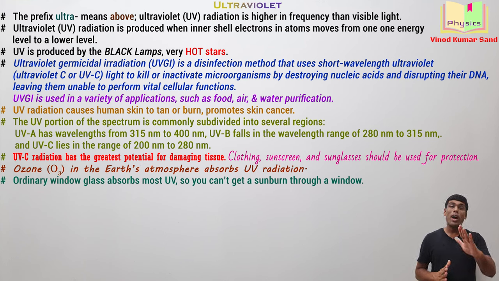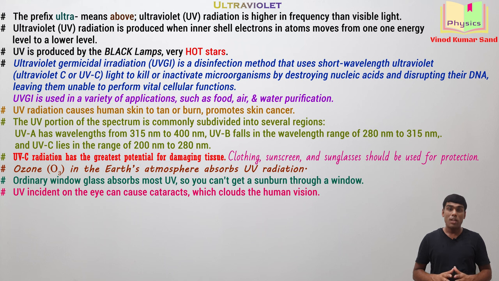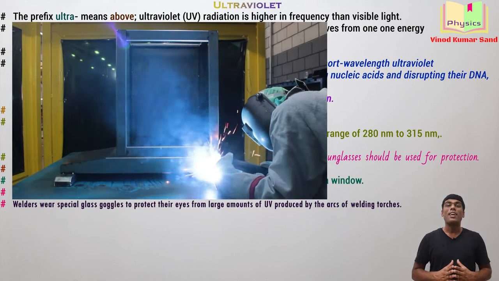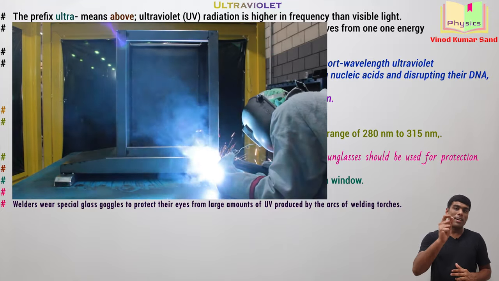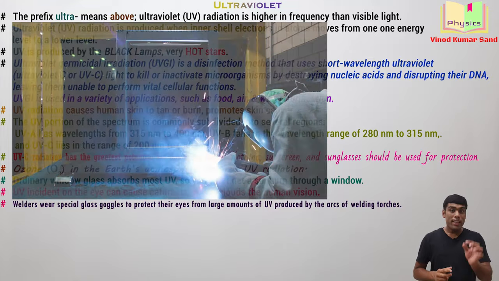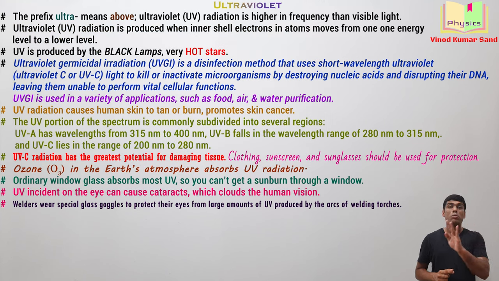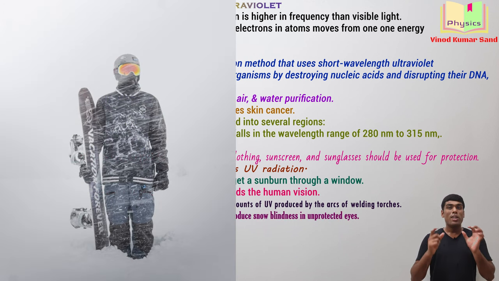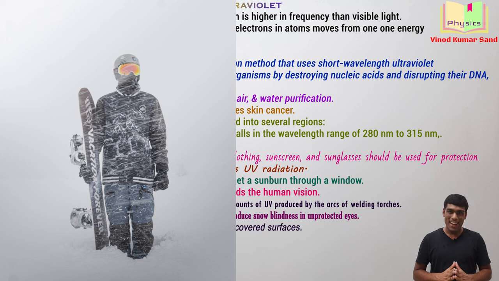That's why when you are sitting inside a home and the window has ordinary glass, you won't get sunburn. The ultraviolet can even cause cataract in the eyes. So to protect the eyes, the welders use special glasses, because the welding arc contains the ultraviolet. Even the reflected sunlight from the snow contains the ultraviolet, which can cause snow blindness. That's why the mountaineers use special glasses.